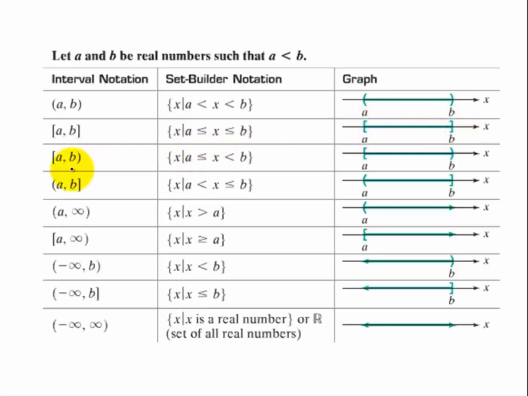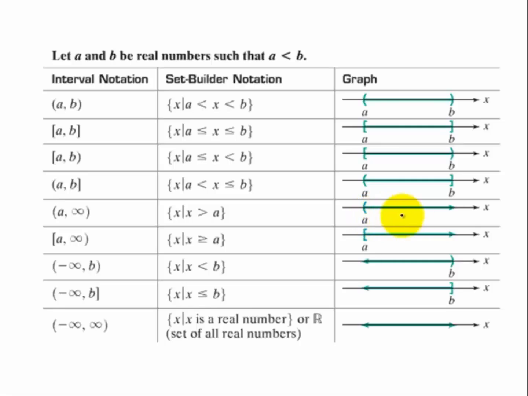And of course this can be mixed up as far as brackets and parentheses, which would mean in this case it's in between A and B. It can equal A, but it can't equal B. Or parentheses A comma B bracket means it can't equal A, but it can equal B.